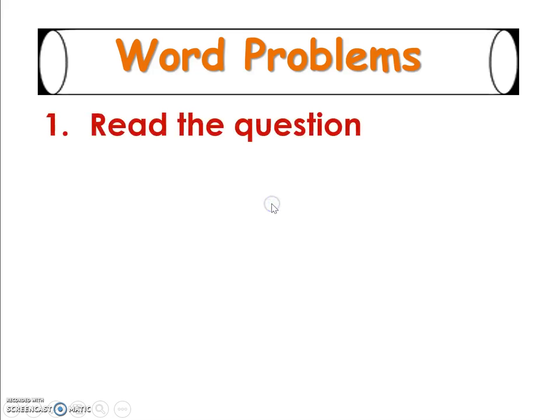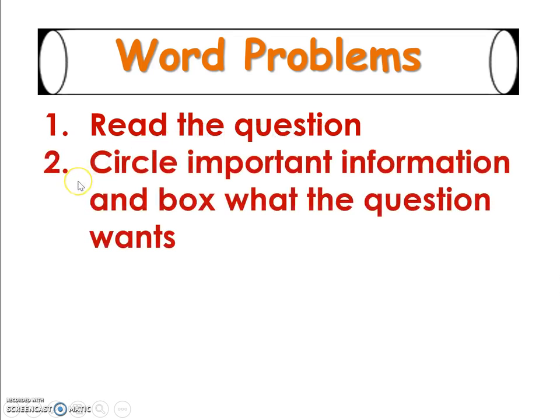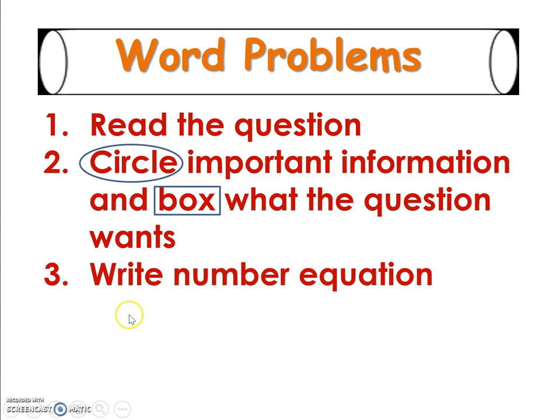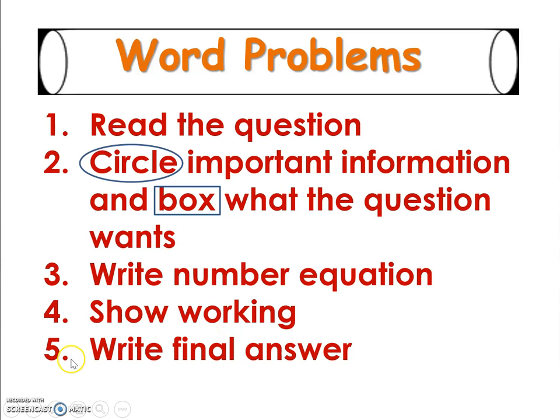Okay, for word problems, there are a few steps that we need to do. Step 1, we need to read the question. Step 2, let's read again, and then we have to circle the important information and box what the question wants. Step 3, we need to write our number equation. Step 4, we will need to show our working. And step 5, we will need to write our final answer in the blank.